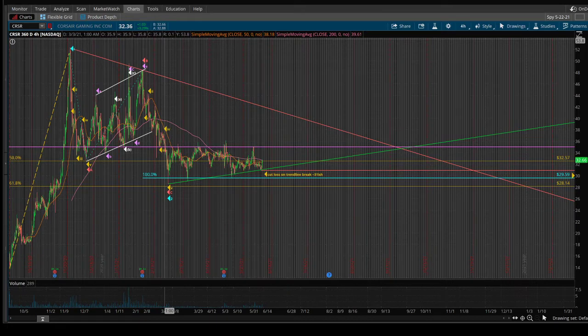I want to take a look at Corsair Gaming. It was something that I was trading for a little while back when it was pumping several months ago, when it hit around all-time highs, and then on these pullbacks I was trading a little bit, and then I really hadn't been paying attention to it.